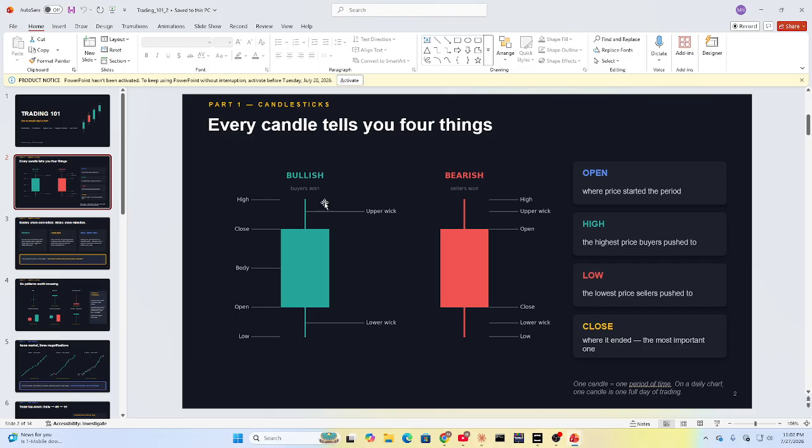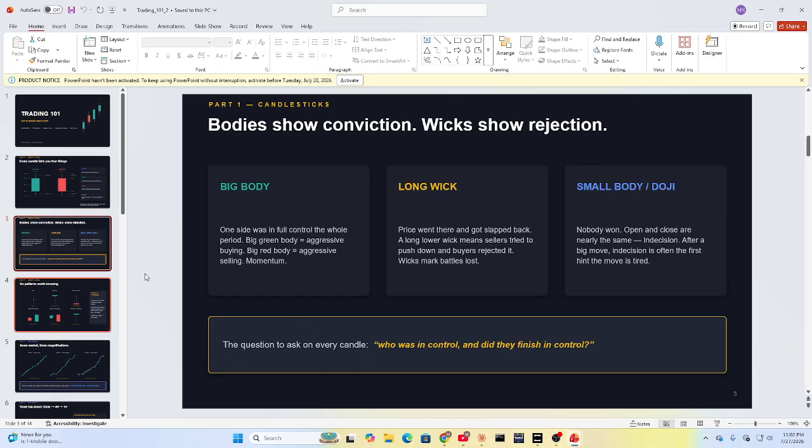Next slide. Don't need to really know all of this, except you do need to know these. Okay, big bodies. A big body candle, let's say you got a big bullish green candle. One side was in full control the whole period. That means it's very aggressive. We're currently just gonna be buying for the rest of the day, might just be buying for the whole day until that candle closes. That candle closed big, we're gone.